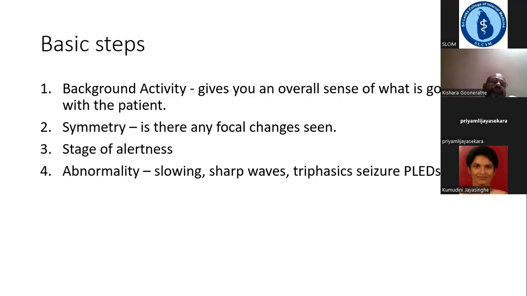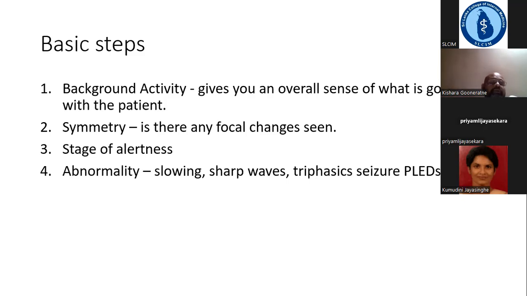So it's very important for us to actually understand whether the patient is awake, asleep, drowsy, or indeed unarousable. That has a bearing on how we interpret the EEG. And also then you look at any abnormal waveforms, which we will look into as we go along. So these are the four main steps that you would perform when you are interpreting an EEG.